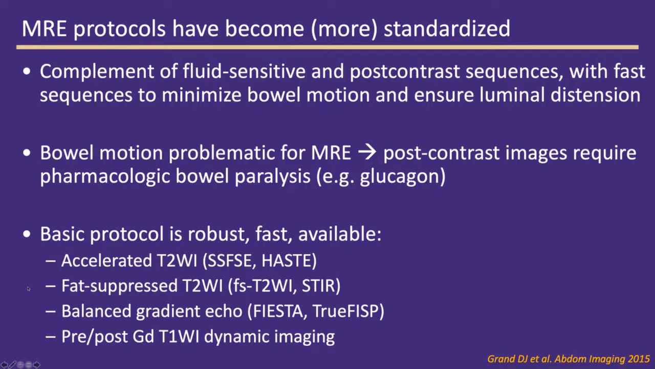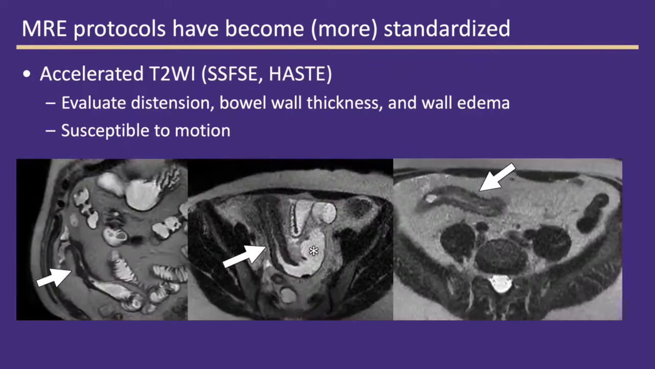An MR enterography protocol usually includes some fast T2 weighted sequences, either single shot fast spin echo or HASTE sequences, combined with fat suppressed T2 weighted images, a balanced gradient echo sequence, FIESTA or True FISP are examples of those, plus pre and post contrast dynamic imaging, axial and or coronal. So we'll talk about all of these here.